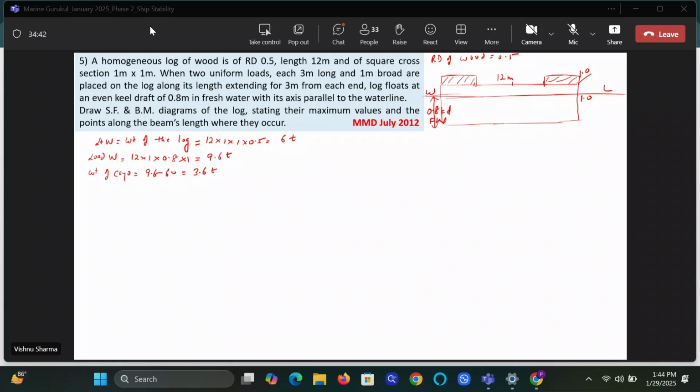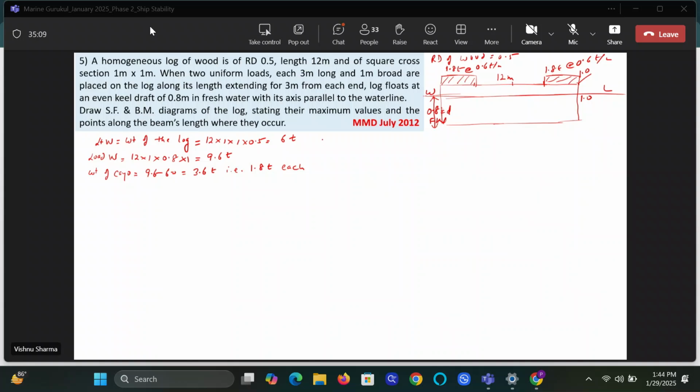That means it's 1.8 tons each, right? So this is 1.8 tons at 0.6 tons per meter. This is 1.8 tons at 0.6 tons per meter. Am I right, guys? Correct, beta? Yes, sir. Yes or no? Correct?